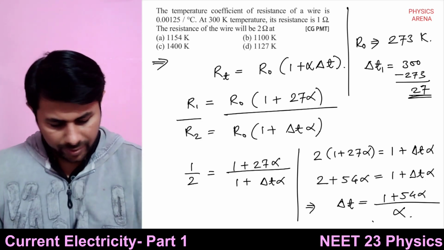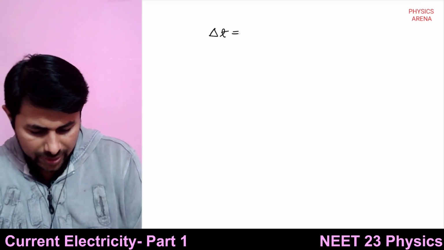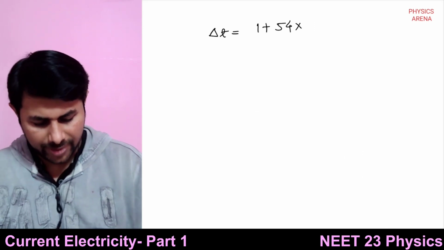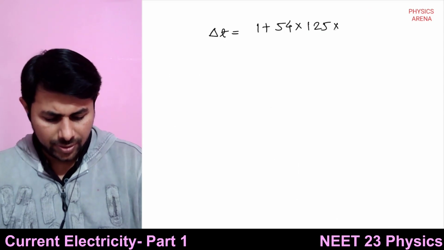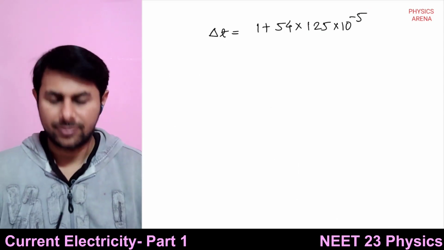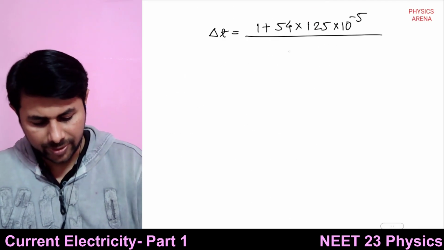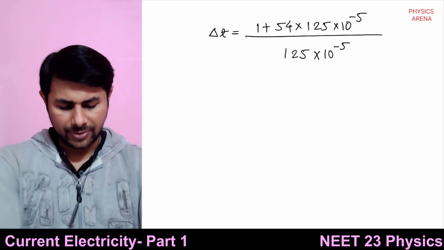Okay. So now we can substitute for alpha. Delta T is equal to 1 plus 54 multiplied by 125 into 10 raised to minus 5. This is our alpha. Okay, 125 multiplied by 10 raised to minus 5, and in the denominator 125 times 10 raised to minus 5.